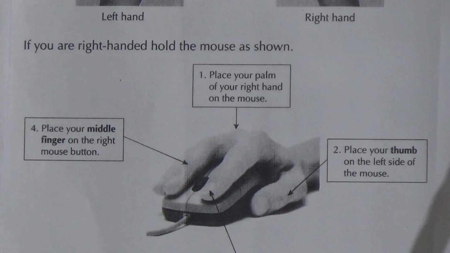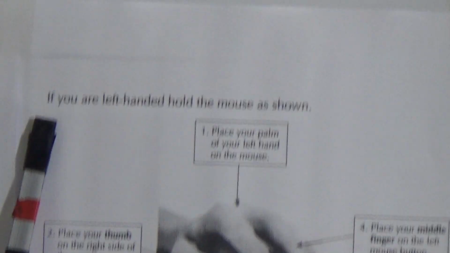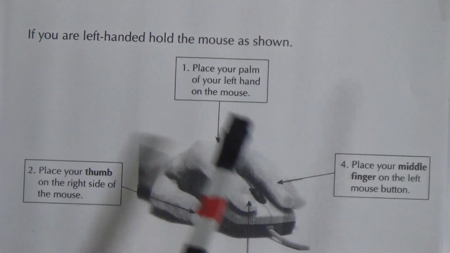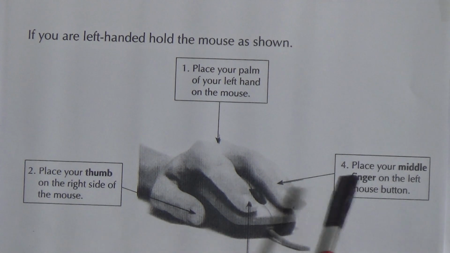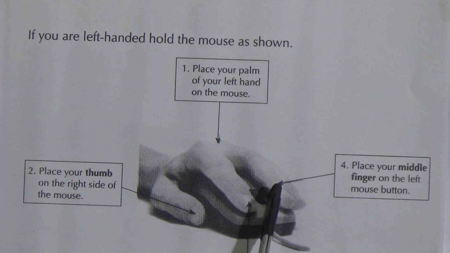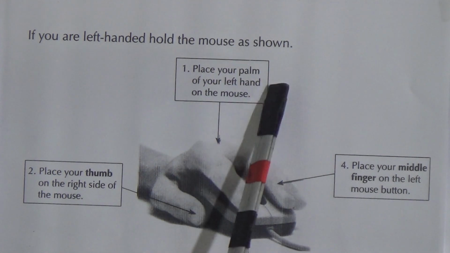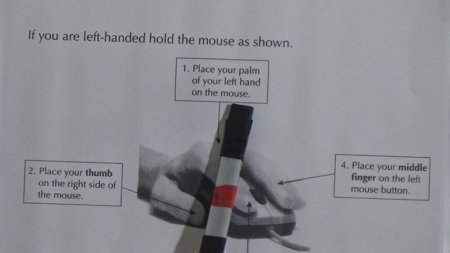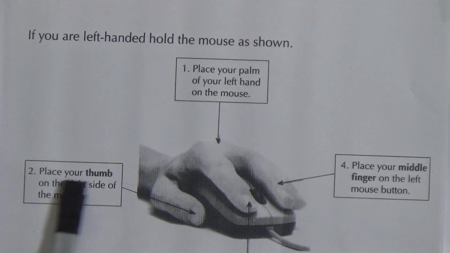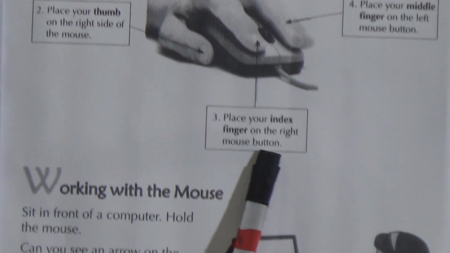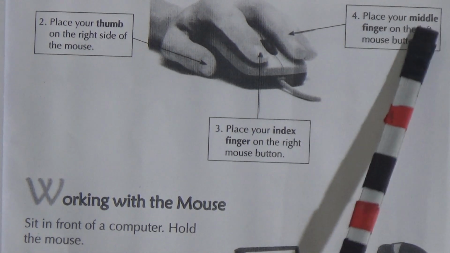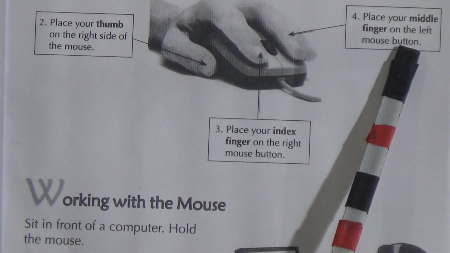Now move on to the next page, page number 27. If you are left handed, hold the mouse as shown. Number 1. Place the palm of your left hand on the mouse. Number 2. Place your thumb on the right side of the mouse. Number 3. Place your index finger on the right mouse button. Number 4. Place your middle finger on the left mouse button.